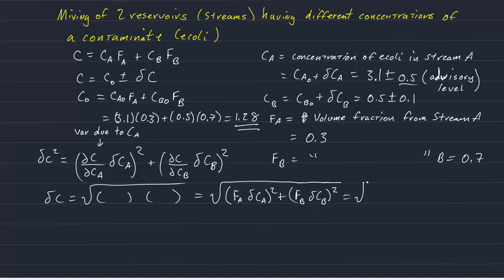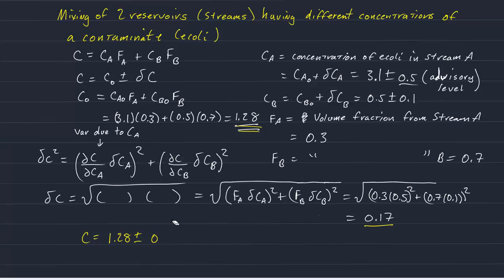And that gives the square root of 0.3 times 0.5, and that whole thing is squared, plus 0.7 times 0.1 squared, and that gives an uncertainty of 0.17. So from this, I would say that C is equal to the most likely value, which is 1.28, plus and minus the uncertainty, which is 0.17.